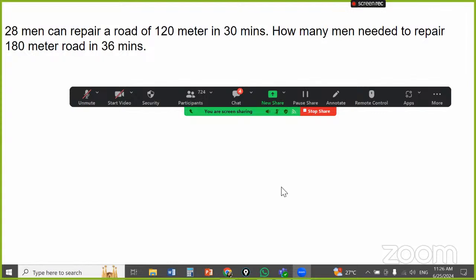Let me see who's giving the right answer. How many men are needed to complete this work? That's the question. No, Arjun, it's wrong. Tanushree, no, 15 is not the answer. I got what mistake you did, both of you.